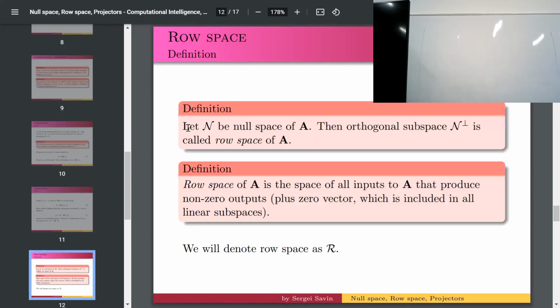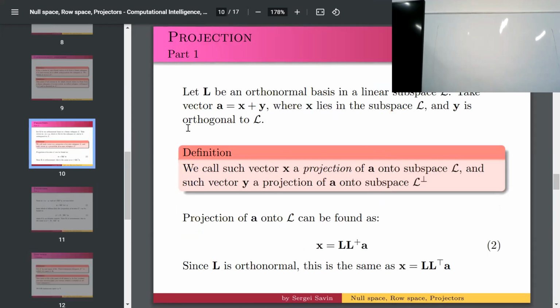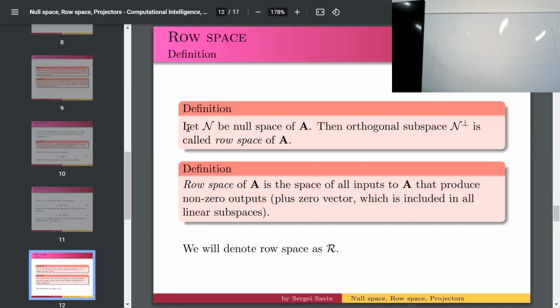Okay, now we can move on to row space. I hope all of this was trivial, maybe except for the clarity of definitions. The ideas, I think, were trivial, right? You do need to remember expression number 4 and expression number 2, though. That is already something required of you to remember. Okay, good. Now let's go to row space.